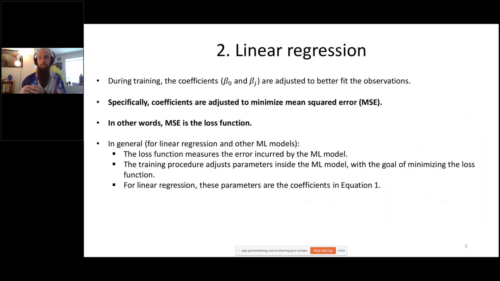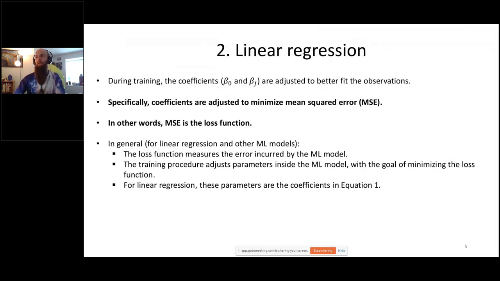the observations. So when you're training linear regression or any other kind of machine learning model, you give it the predictors, and then you give it the correct answers. And it tries to learn a relationship that gets its predictions as close to the correct answers as possible. To be a little more specific, these coefficients, beta naught and beta j, are adjusted in a way that minimizes the mean squared error. That's why people often call it least squares linear regression instead of just linear regression.